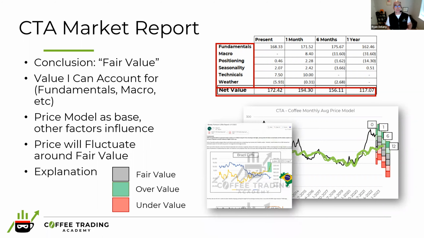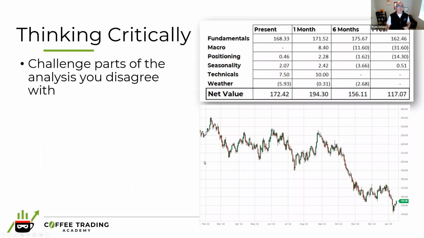Now, we accompany this with an explanation. We have an email report that's presented hierarchically with different headers and sections that says, hey, the macro says this, the fundamentals say that. Now, we want to think critically when we are looking at these analyst reports and when we're evaluating them. We always want to challenge parts of them that we disagree with. That's the point of thinking critically about them.